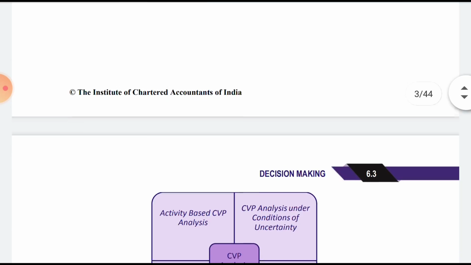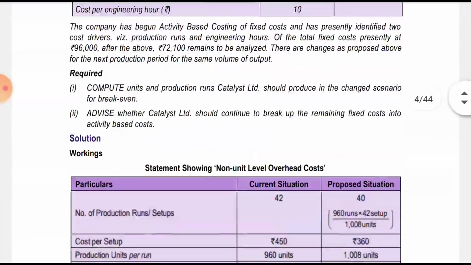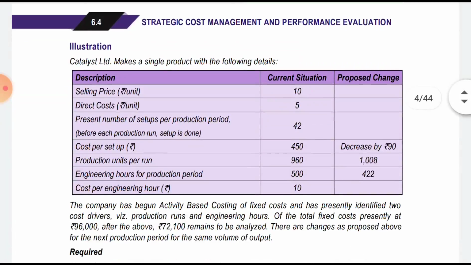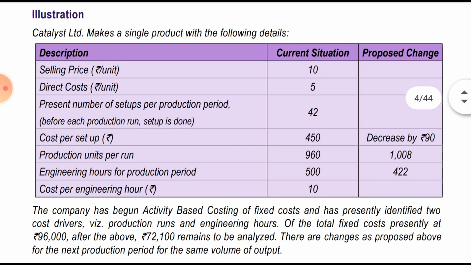In this video we will revise chapter number 6, decision making, illustrations as well as question knowledge. Okay, so let's proceed. First illustration: Catalyst Limited makes a single product with the following details: selling price, direct cost they were given, then the number of setups they were given, 42.